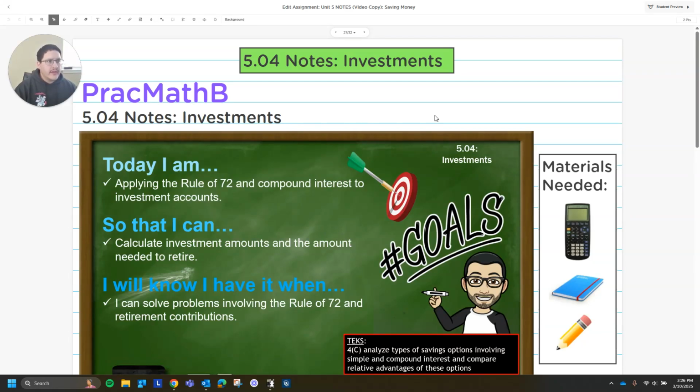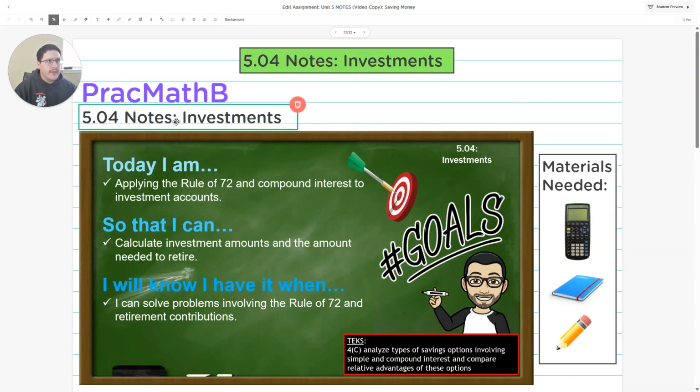This is section 5.04 of the Unit 5 Notes, Investments. Today I am, as in you are the student, applying the rule of 72 and compound interest to investment accounts so that I can calculate investment amounts and the amount needed to retire. I will know I have it when I can solve problems involving the rule of 72 and retirement contributions.